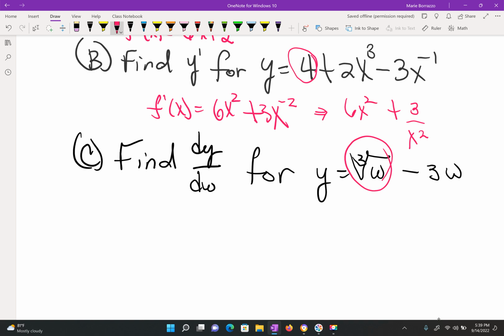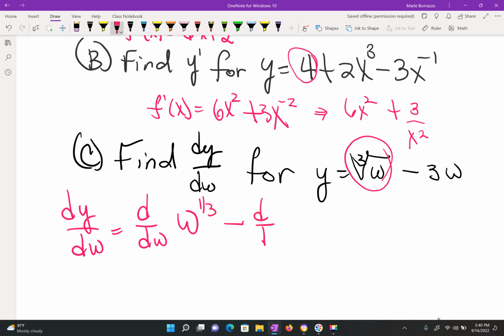Here's the work, so you see the whole thing. So it's dy over dw is equivalent to d over dw of w to the 1/3, right? Because that's what the cube root of that is, minus d over dw of 3w. So we're focusing on these two terms.